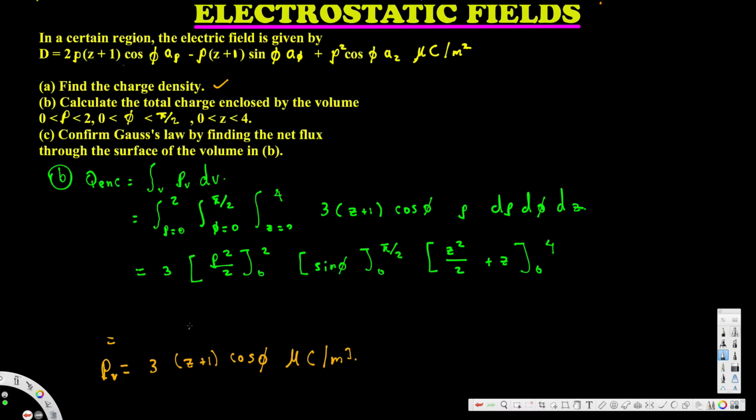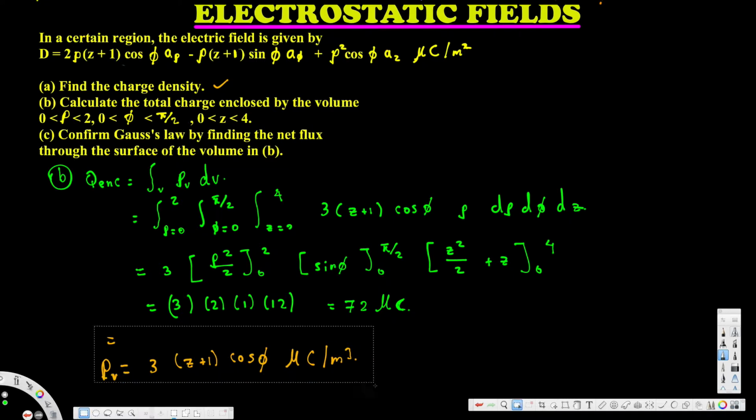And if you simplify this one, this is going to end up with 3 times 2 times 1 times 12, and finally that's going to give us 72 microcoulomb. Okay, so this is going to be the final charge we are going to calculate from that. Okay, let's get rid of this one.